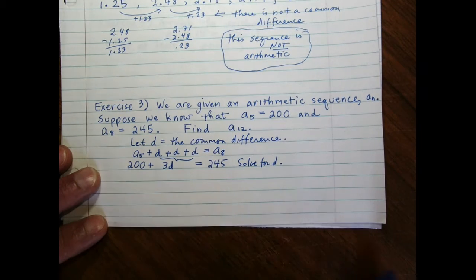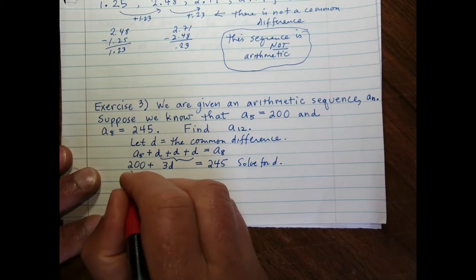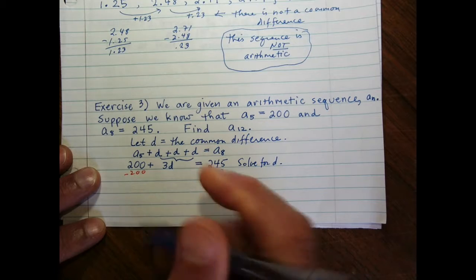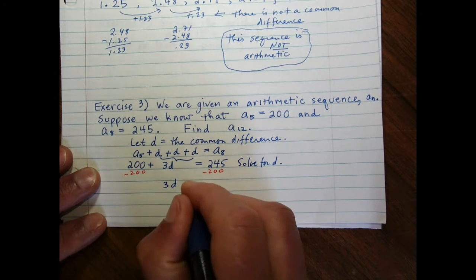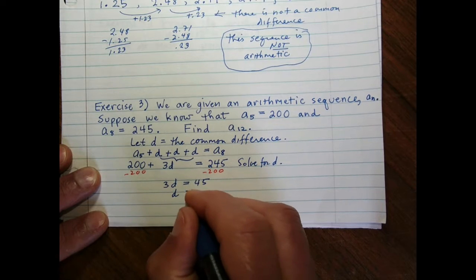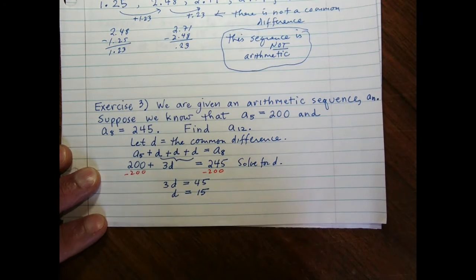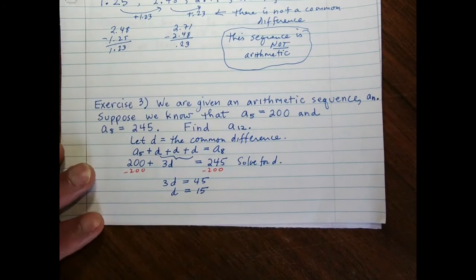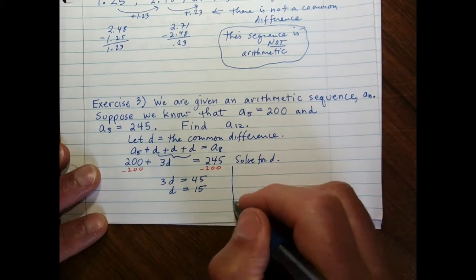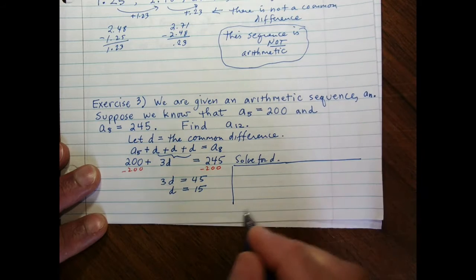And what I'm going to do is subtract 200 from both sides, and I get 3D is 45. So divide by 3, D is 15. So I know what that common difference is. Now, I didn't give myself a whole lot of room here, but I'm going to try to fit it in.